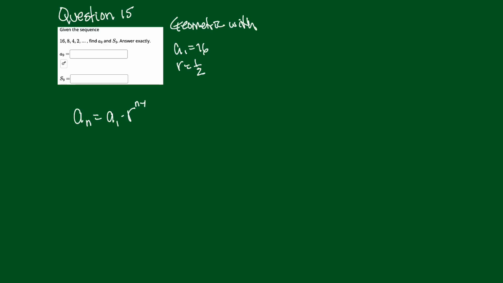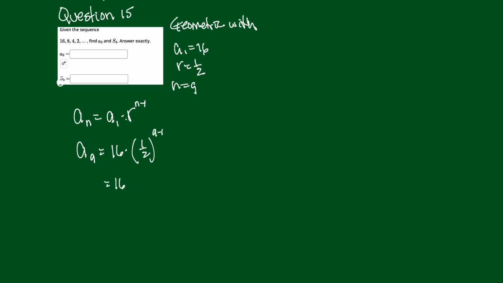Now I have formulas for the nth term of a geometric sequence. That's this one right here. It says the nth term is the first term times the common ratio to the n minus 1. Now let's see what that does for us. We want the ninth term, right? So we have n equal to 9, so we'll get a sub 9. The ninth term is a1, which is 16, times r, which is 1/2, to the 9 minus 1.